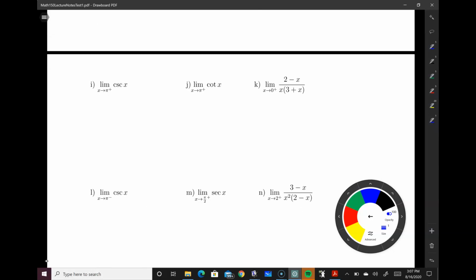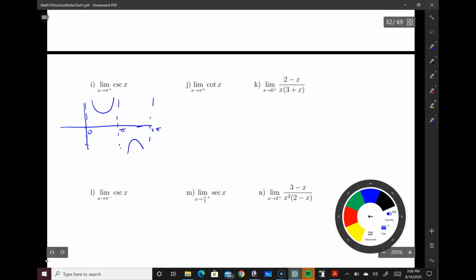So cosecant, you've got to know what your cosecant graph looks like. Whenever the sine is 0, we have asymptotes. So here and here, so 0 and pi, and again at 2 pi. So it would be cups here and a cup here. All right, so this says go towards pi from the positive side, and be going down to negative infinity.